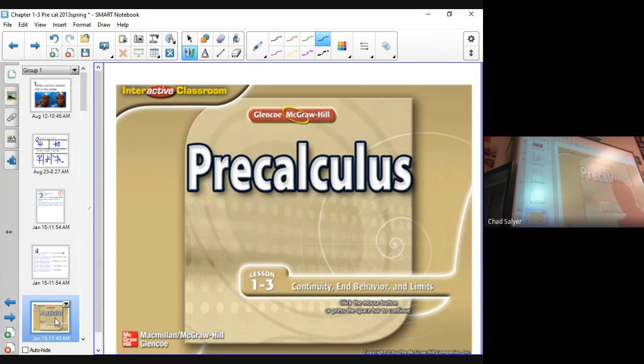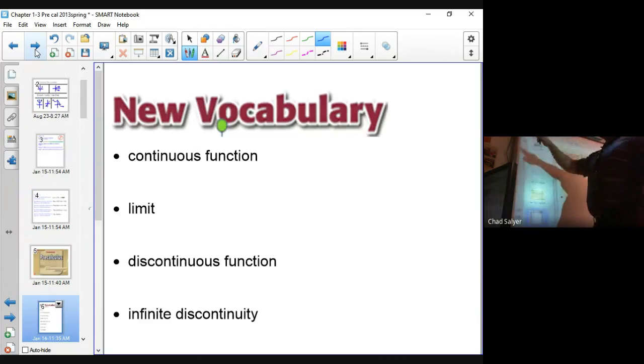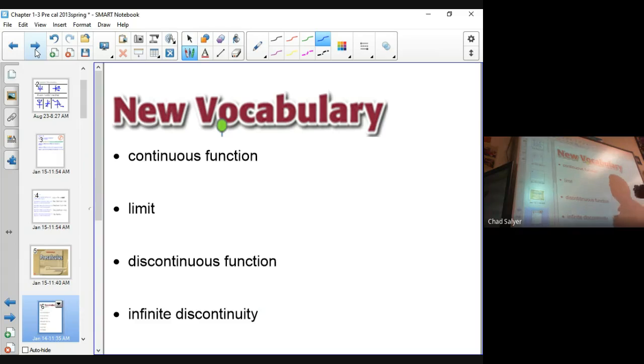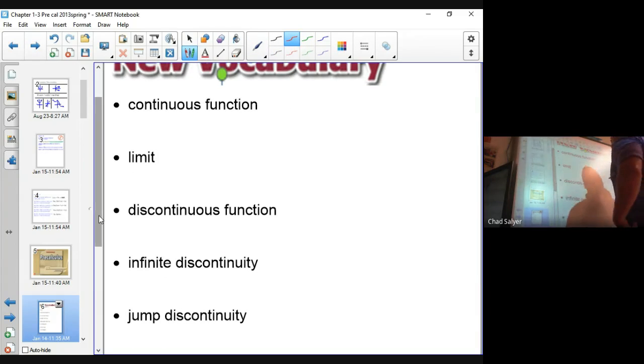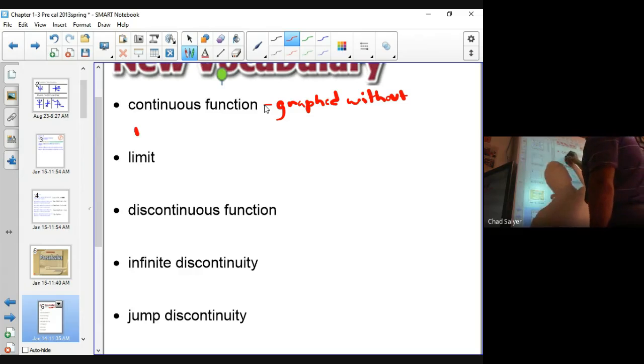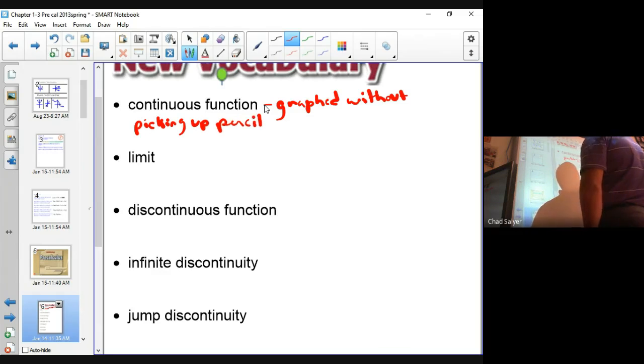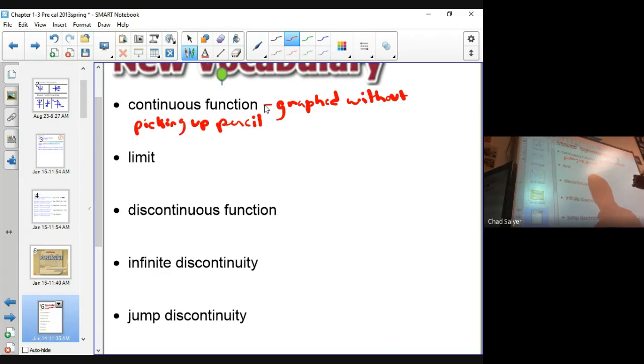All right, so part 3 is about continuity, end behavior, and limits. So first of all, continuous function. There are a lot of fancy definitions that use a lot of mathematical shorthand that you've never seen before. So instead of that, I'm just going to give you a simple language definition here. It's something that can be graphed without picking up your pencil. So you can graph it and you never have to pick up your pencil. In other words, the line is continuous.